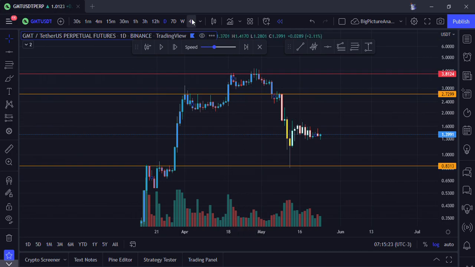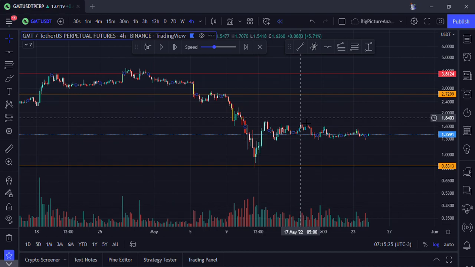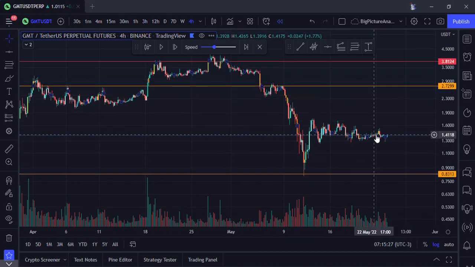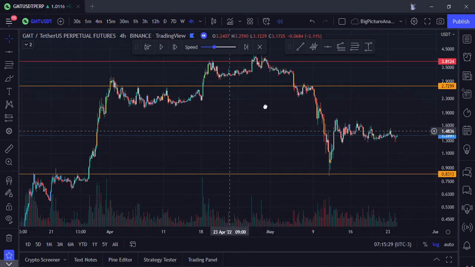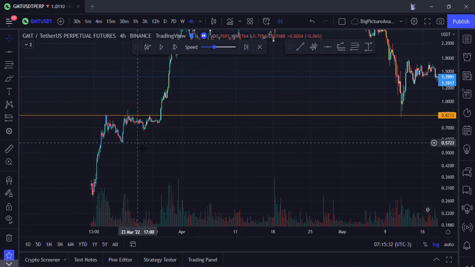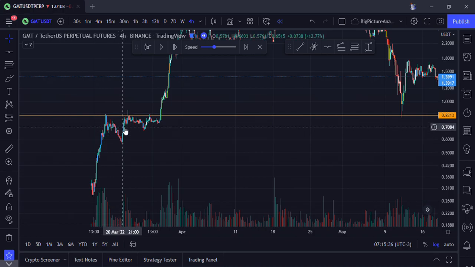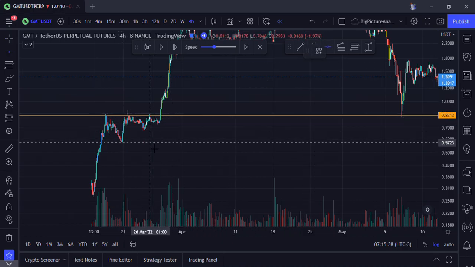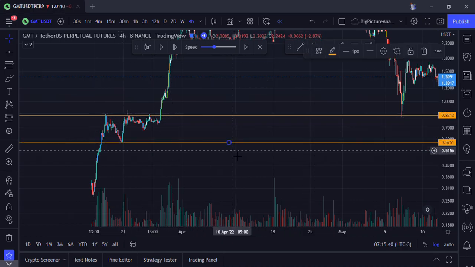Then I'm going to the 4-hour chart. Let's see if we can find more stuff here. I want to see some rejection areas. Here might be an interesting area. The price went down and bang, went up. So I'm gonna use this area. It might be useful in the future.